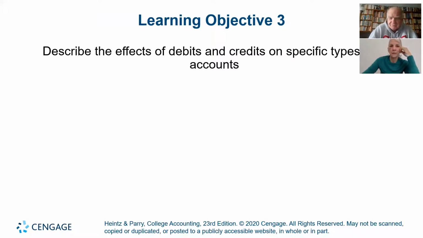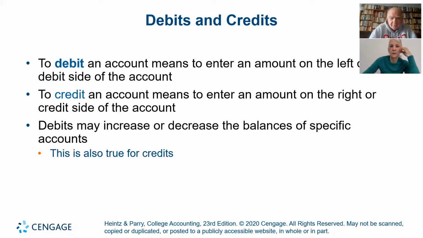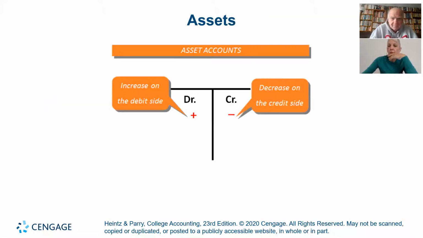Describe the effects on specific types of accounts. Now here, what's going to come now are more helpers on the debit and credit, okay? Again, I can't say this enough. Debit just means left, credit means right. Debits may increase or decrease the balance of a specific account. Sometimes the debit is an increase, sometimes it's a decrease. And that's true for the credits.